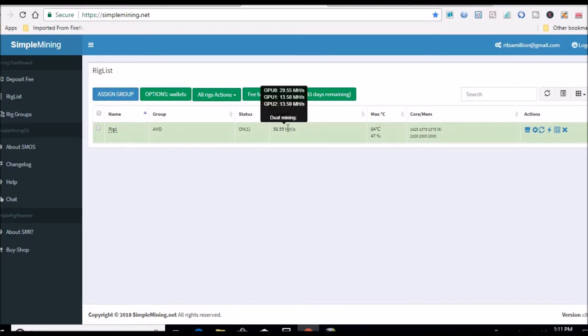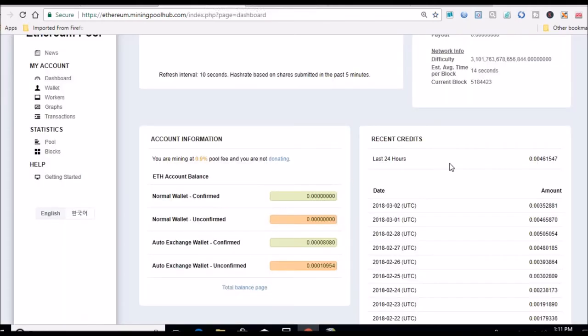570 is doing 29.5 mega hash, and the 560s are doing 13.5 mega hash each. Running cool, fan speeds are low, temperatures are nice and cool, happy. So far, so good. All right, so our 24-hour Ethereum effective payout, well, rolling payout, average payout, I guess you would call it, is 0.0046. That is down a bit.